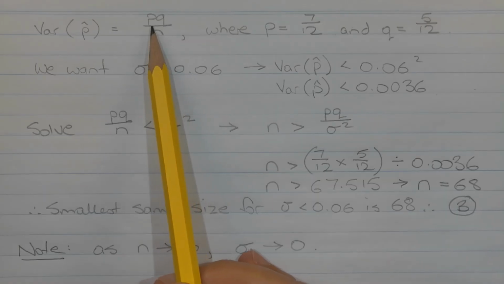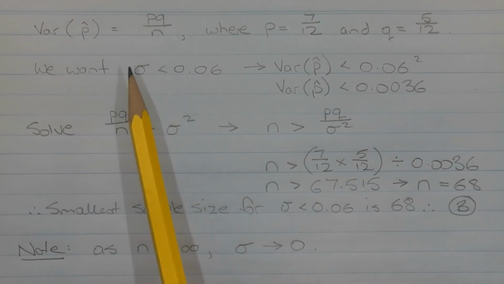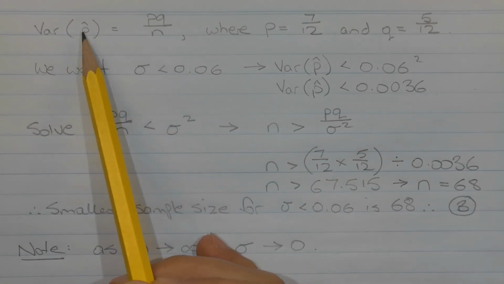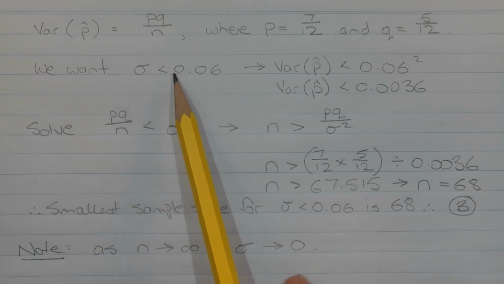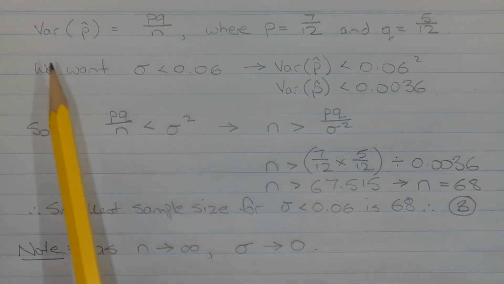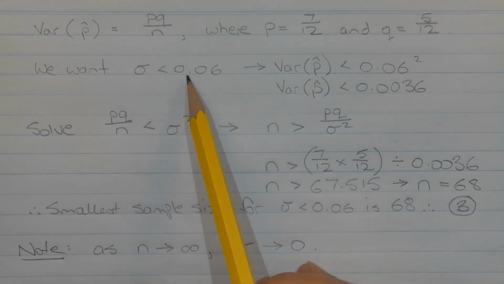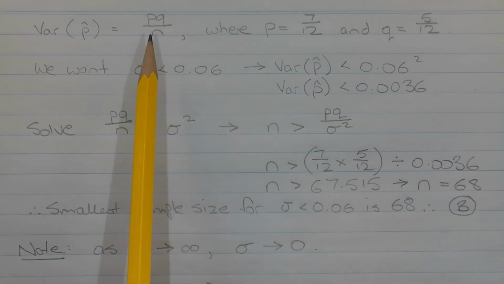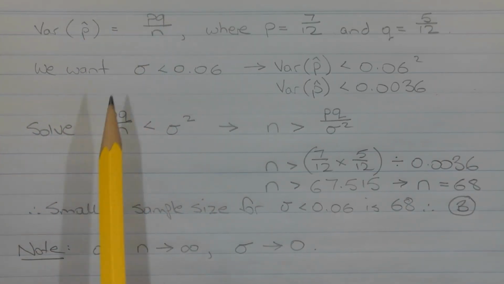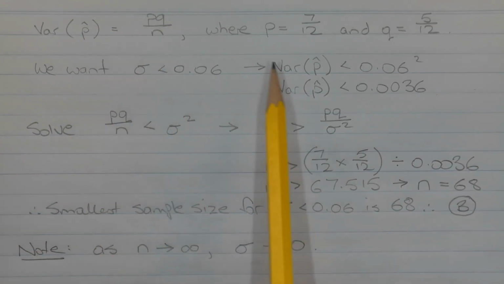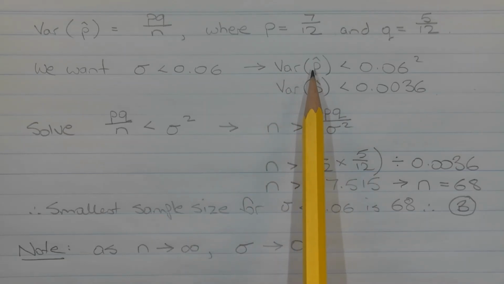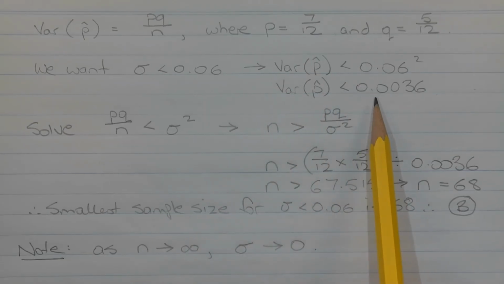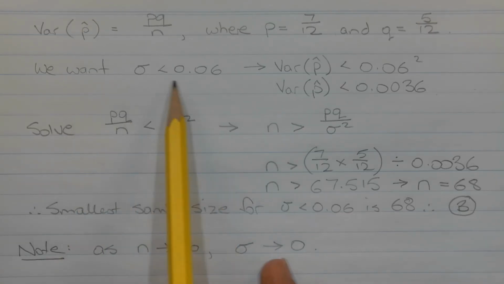Now we want to find the sample size N such that the standard deviation of the population proportion P hat is less than 0.06. Now the variance is the square of the standard deviation. So squaring 0.06, we get 0.0036. So we can reframe this question. We need to choose an N such that the variance of the sample proportion P hat is less than 0.0036.